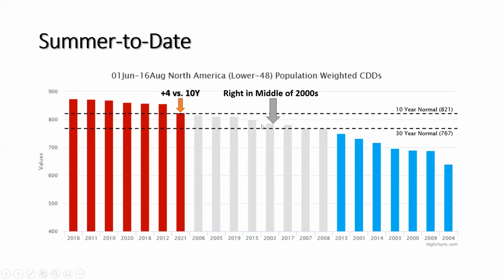But here's the summer to date. If you do June 1 to August 16th, I see that I messed up my PowerPoint. I apologize. So for June 1 to August 16th yesterday, we're actually right here, this red column, which is +4 cooling degree days over the 10-year normal of 821.